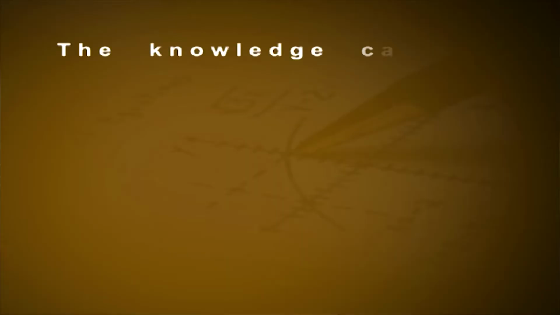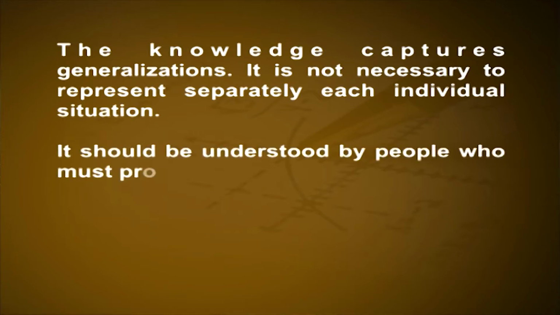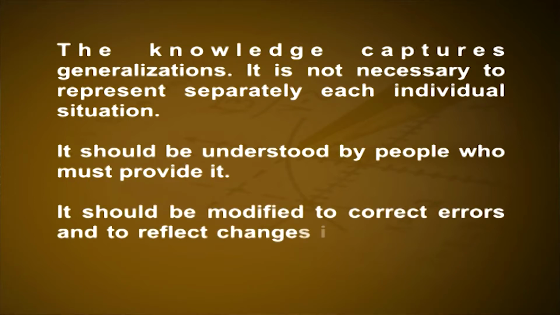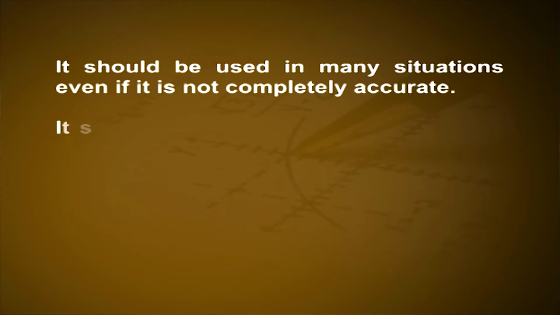AI techniques. An AI technique is a method of exploiting knowledge that should be represented in such a way that the knowledge captures generalizations. It is not necessary to represent separately each individual situation. It should be understood by people who must provide it. It should be modified to correct errors and to reflect changes in the world and in our view of the world. It should be used in many situations even if it is not completely accurate.